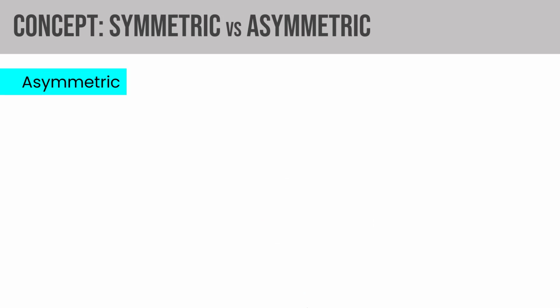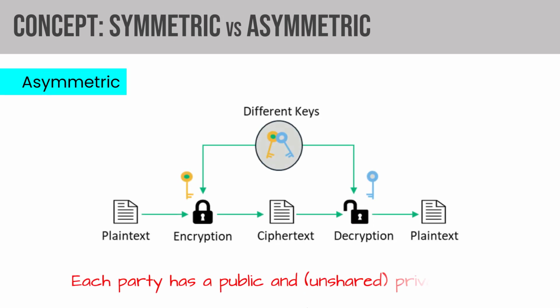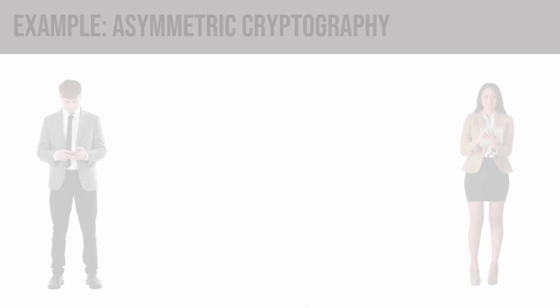Asymmetric encryption, on the other hand, involves the sender and recipient, each party in the conversation, having their own public and private keys. That private key they don't share with any other user. An example of an asymmetric algorithm is SHA-2. Let's actually walk through an asymmetric encryption conversation.